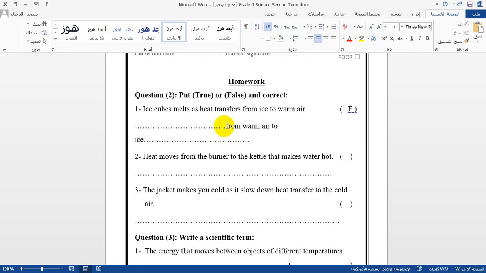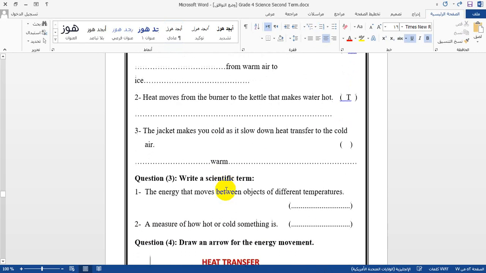Number 2, heat moves from the burner to the kettle that makes the water hot. It's true. Sure. 3, jackets make you cold. Do jackets make you cold or warm? They make you warm. You get warm if you wear the jacket. That's what we mean. Okay, let's move to question number 3 here.